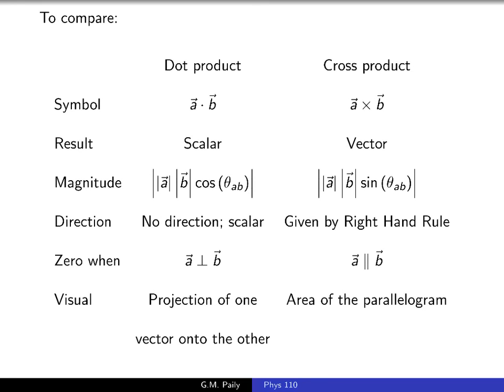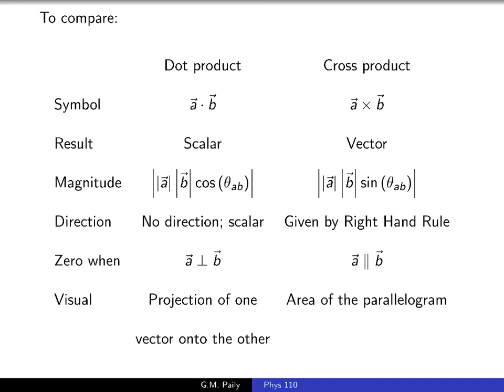The magnitude of the dot product is given by magnitude of A times magnitude of B times cosine of the angle between them. The magnitude of the cross product is given by magnitude of A times magnitude of B times sine of the angle between them. The result of the dot product is a scalar and thus has no direction. It is only positive, negative, or 0. The result of the cross product does have a direction, and that direction is given by the right-hand rule. The result of the dot product is 0 when A is perpendicular to B. The result of the cross product is 0 when A is parallel to B.